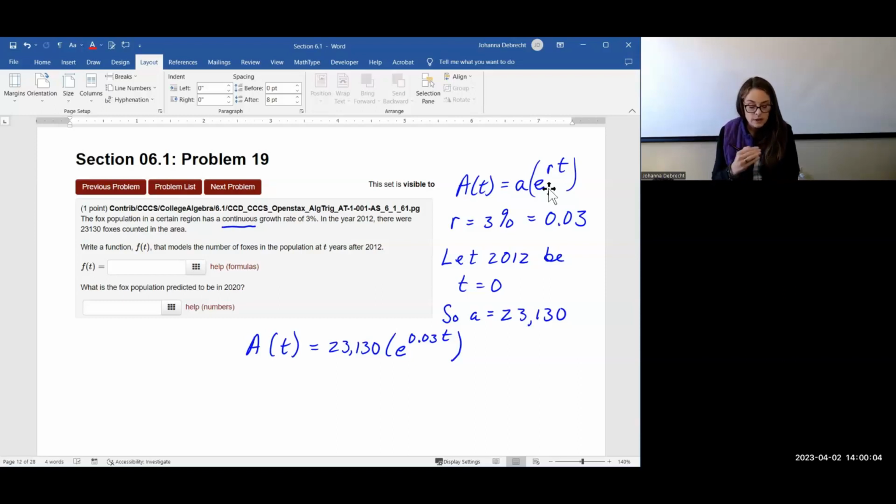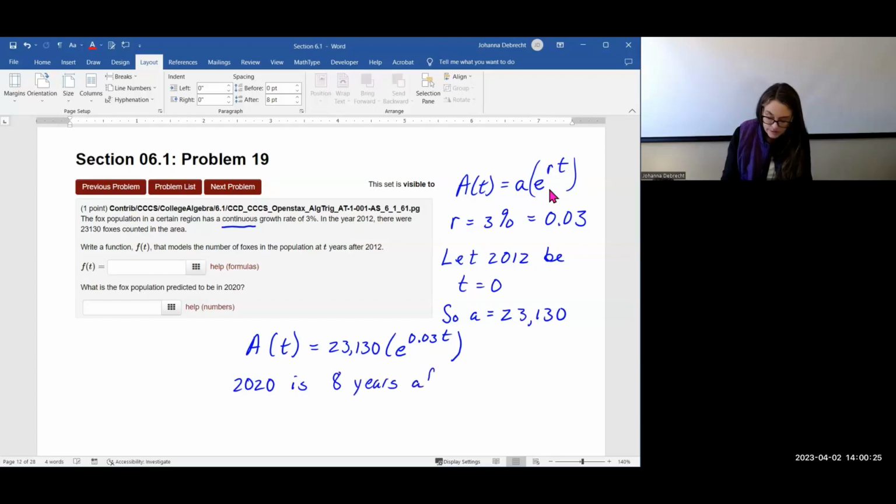Now, the next question is, what is the fox population predicted to be in 2020? You're not going to plug in 2020. You need to figure out how many years are between 2020 and 2012. So you subtract and you get 8. So 2020 is 8 years after 2012. So t equals 8. So we want the accumulated amount after 8 years. So we have 23,130 times e to the 0.03 times 8.